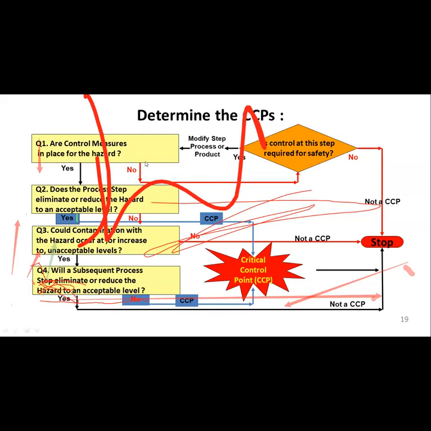Is it clear? Hello? Yes, sir. Yes, sir. Sir, one more question. Should the person who is monitoring the system be from the HACCP team? Monitoring the system in what way?